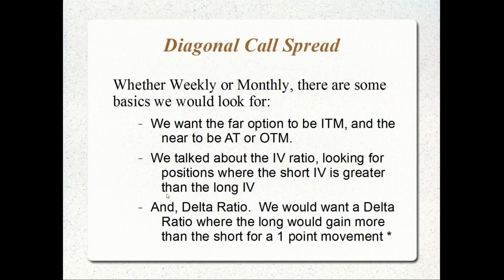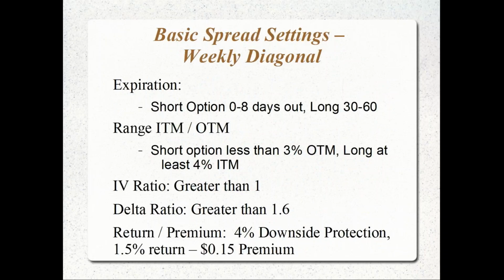Now, some of you are doing weeklies, and some of you are doing monthlies. And we're going to take a look at weeklies for the diagonal call spread. What would I look for on the structure of the spread position? Well, on the expiration time frame, naturally I'd look for my short option to be between 0 to 7 days out in time. I want to keep those right cycles at a minimum of 3. So my long call or my long put on a diagonal, I'm going to look for that to be at least 30 to 60 days out in time.